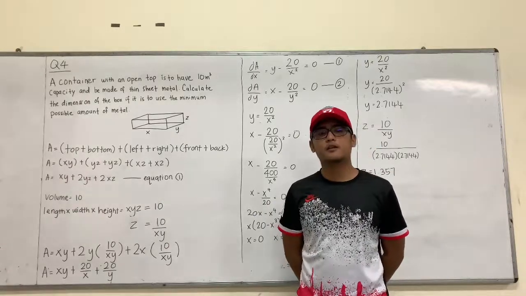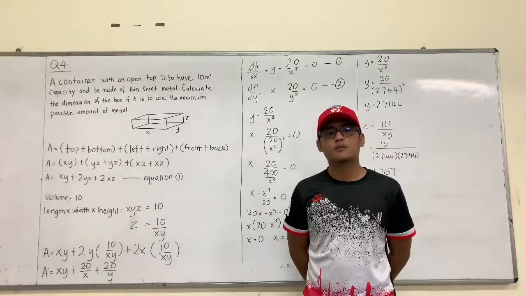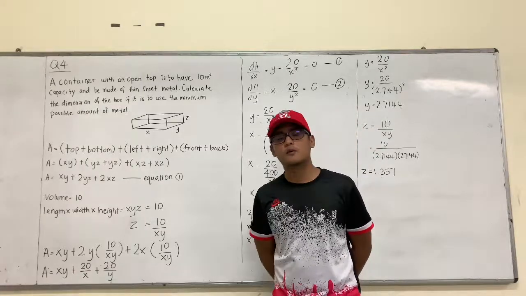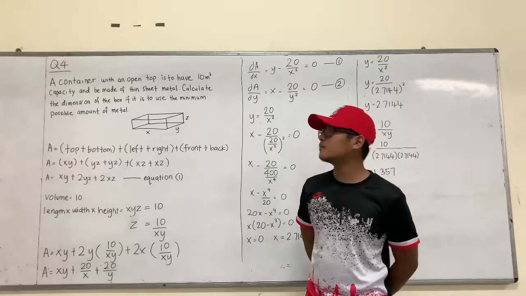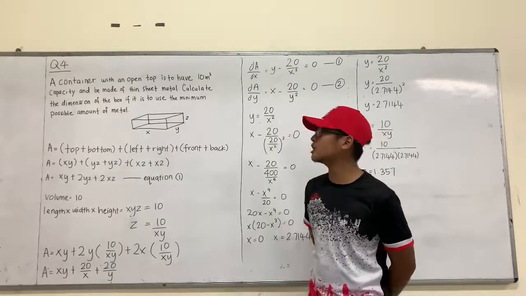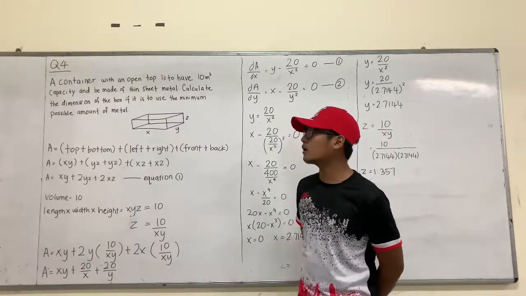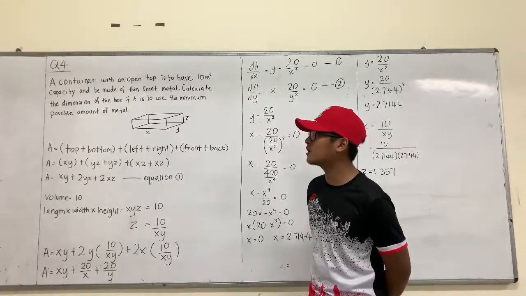I am Ahmad Ibn bin Ahmad Kabar and I want to present to you a question regarding an optimization problem. The question is, a container with an open top is to have 10 meter cube capacity and be made of thin sheet metal. Calculate the dimension of the box if it is to use the minimum possible amount of metal.